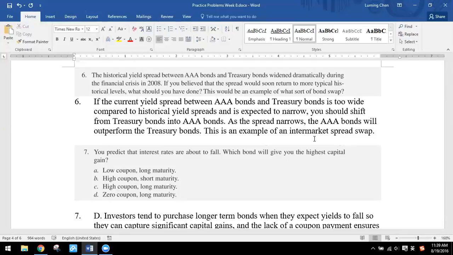If you believe the credit spread will shrink to the normal level, you should shift your funds from treasury bonds into AAA bonds, because as the spread narrows, the AAA bonds will outperform the treasury bonds. That is, the AAA bonds price will return to normal levels. And this is an example of an intermarket spread swap.